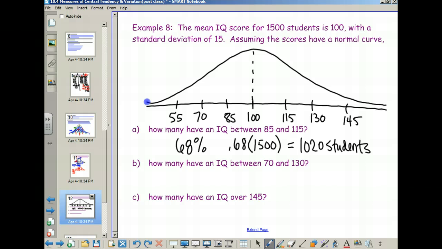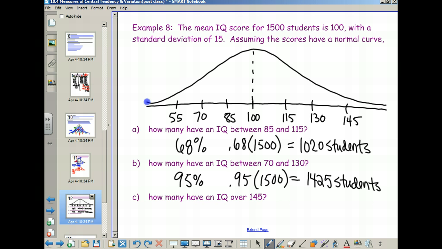How about between 70 and 130? How am I going to find that one? Okay, 70 and 130 mark my 95% markings because it's two standard deviations away. So how do I find this one? Same thing, right? 0.95 though, times 1,500. And I get 1,425 students. Is that okay?